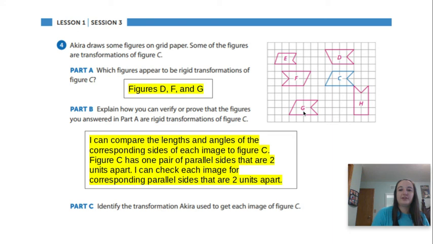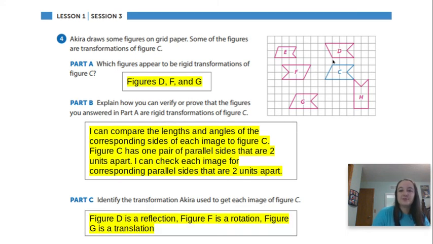We know that these 3 are rigid transformations because we can compare the side lengths with the original figure and the angle measures with the original figure. You can also check the parallel lines to make sure they remain parallel. So like how this line and this line are parallel, so is this line and this line, this line and this line, this line and this line. So you can check that they are parallel, that they are 2 units apart, that the angle measures are the same, and the side lengths are the same, and therefore they are the same. So these are rigid transformations.